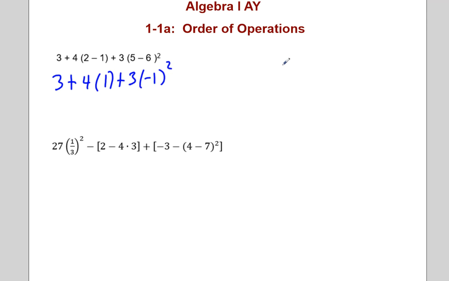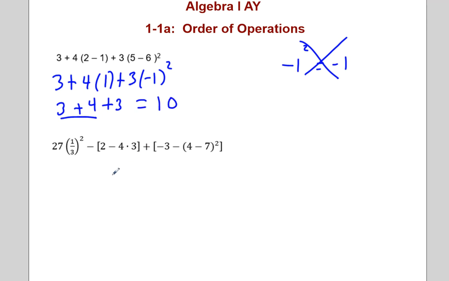And the danger is if you put negative 1 squared in the calculator, it's going to equal negative 1. We're not doing calculator. I'm not going to let you touch those calculators for a while. So let's go ahead and get 3 plus 4. I went ahead and did the 4 times 1. And 3 times a positive 1 is this. So that's just 7 plus 3, which is equal to 10.